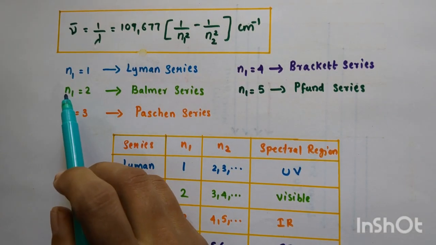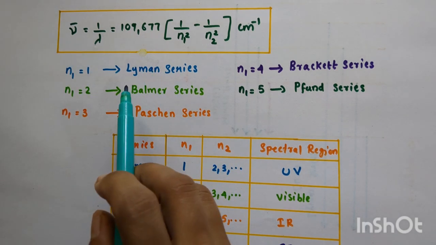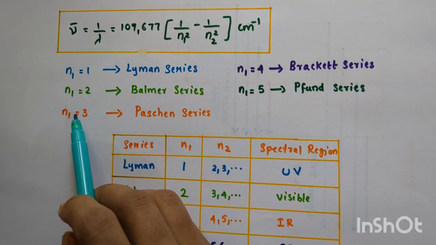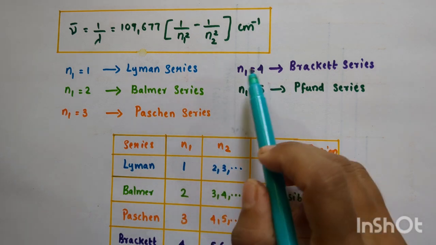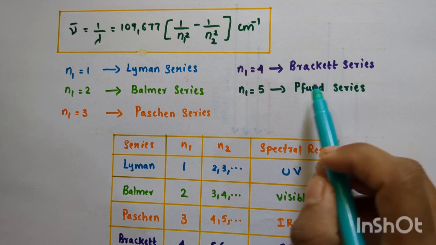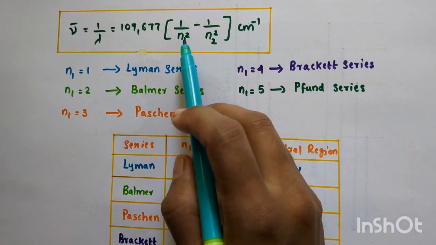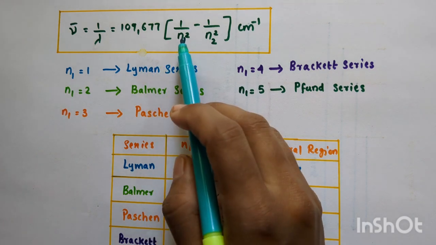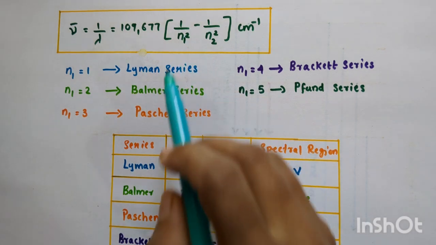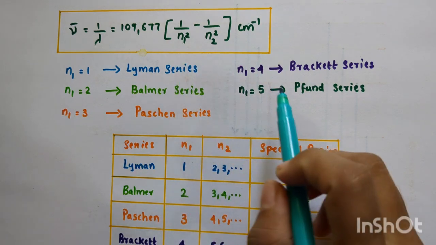Now you see, the series of lines corresponding to n1 equals 1 is the Lyman series. Corresponding to n1 equals 2, that is the Balmer series. Corresponding to n1 equals 3, we have the Paschen series. Corresponding to n1 equals 4, we have the Brackett series. Corresponding to n1 equals 5, we have the Pfund series. That is, in this formula, when n1 is equal to 1, we consider the Lyman series. When n1 is 2, Balmer series. When n1 is 3, Paschen series. When n1 is 4, Brackett series. n1 equals 5, Pfund series.